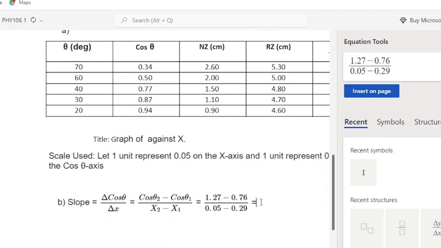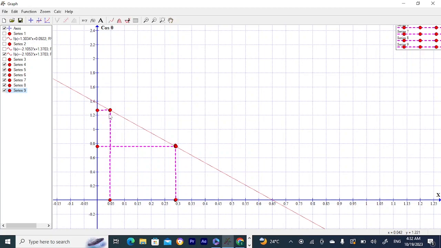So this is now equal to... all right, before we proceed, let me go back and show you what I mean. Back to this graph, I said the value of cos theta 2 is from this point, trace to your left hand side. That gives you cos theta 2. Also, from this point here, trace this to your left hand side. That gives you cos theta 1. From this point here, trace this downwards. That gives you the value of x2 on your x-axis. From here, trace this downwards to your x-axis. That gives you x1.